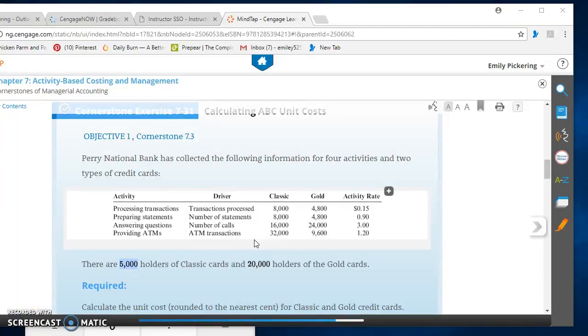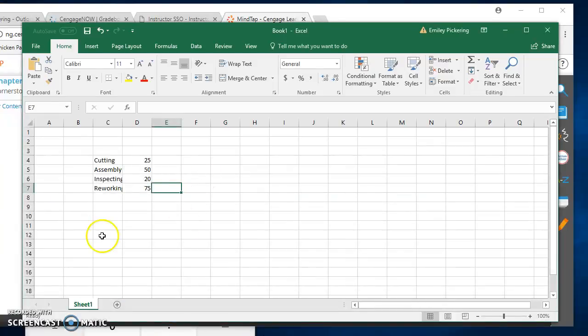Okay, so let's look at exercise 731. This is calculating the actual cost for each one of these. So we have a bank that has two different kinds of credit cards, Classic and Gold. And these are the activity rates that we calculate. And we just calculated those rates for the boots, so we know how to do that now. Now there are 5,000 Classic card holders and 20,000 Gold card holders. So if I want to figure out how much it's going to cost for each one, I'm going to go ahead and set it up like this.